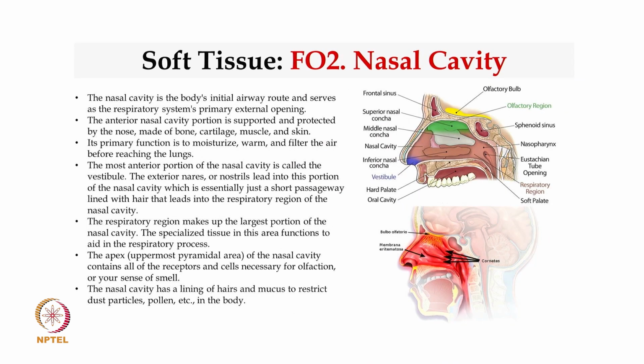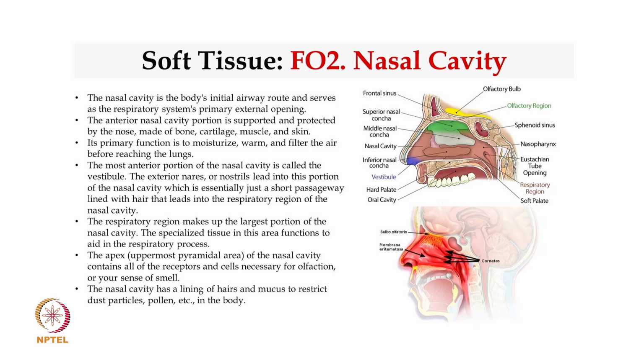The next soft tissue is known as the nasal cavity. The nasal cavity has everything to do with our nose. It is the body's initial airway route and serves as the respiratory system's primary external opening, right? The anterior nasal cavity portion is supported and protected by the nose made of bone, cartilage, muscle, and skin, right?